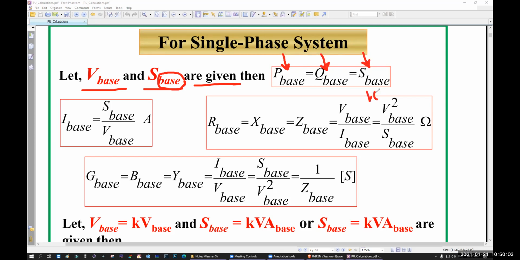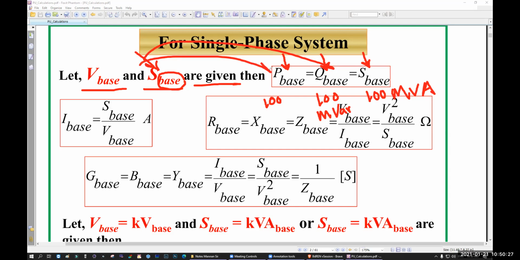If this is 100 MVA, this will be what? 100. What is the unit of this one? M var, right? Q is always calculated in var, right? Remember? P will be what? 100. Same value, 100, 100, 100. If S is given, you already know your Q, you already know your P. So Q is 100, P is also 100.